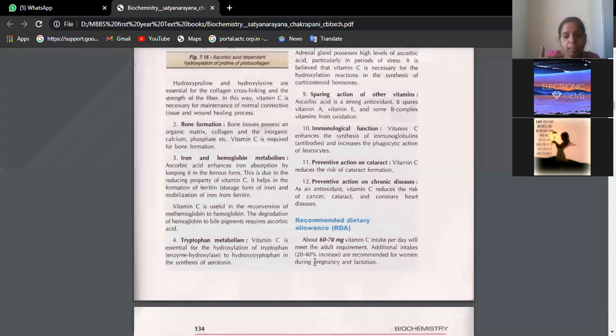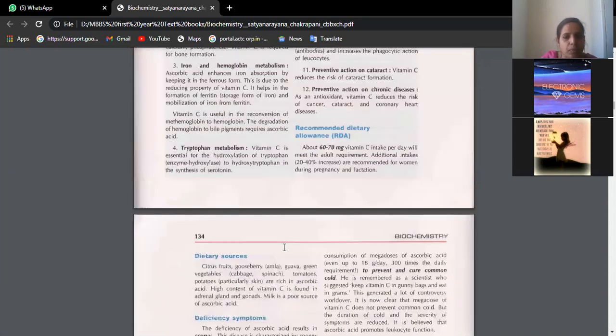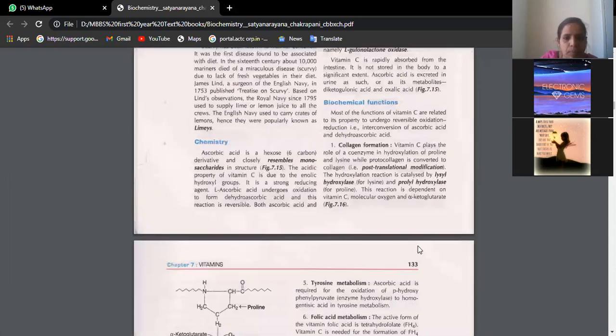Vitamin C. You are telling bleeding gums. That means it is helping in blood clotting, formation of collagen synthesis, isn't it? Yes.